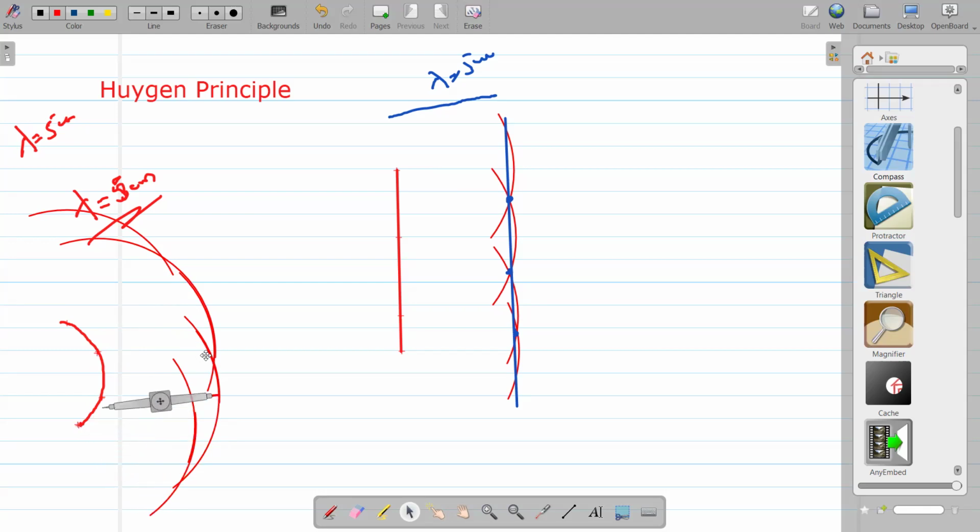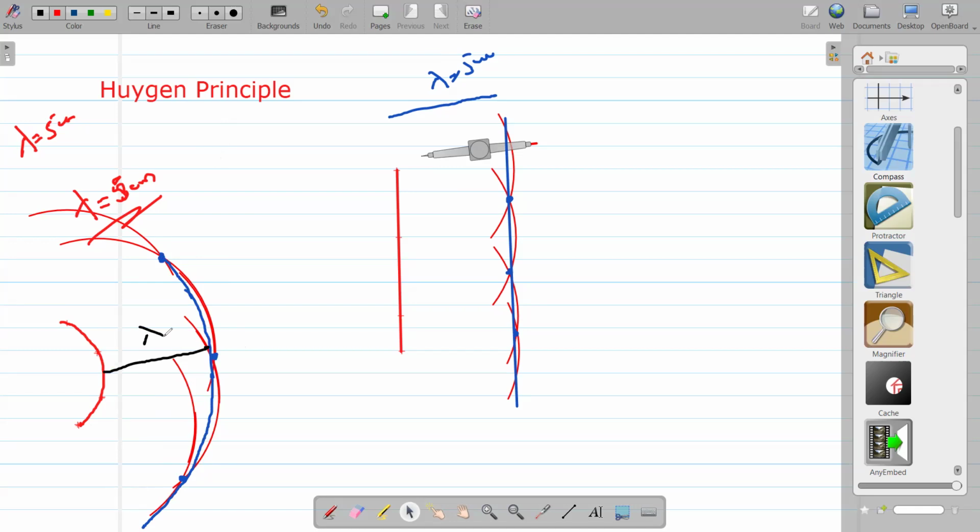And then what we do, we mark the points where these arcs intersect. This is a point where the arcs intersect. This is a point where the arcs intersect. This is a point where the arcs intersect. So I will join these points by a line. When I join these points by a line, what will I get? I will get the new position of the wavefront. And the spacing between the wavefronts should be equal to the wavelength.